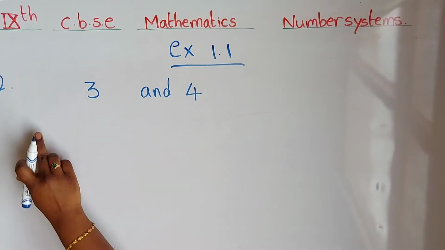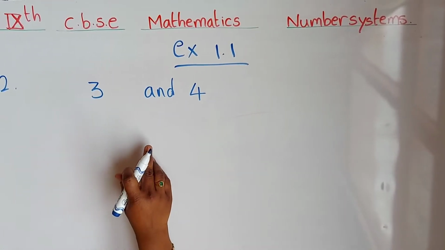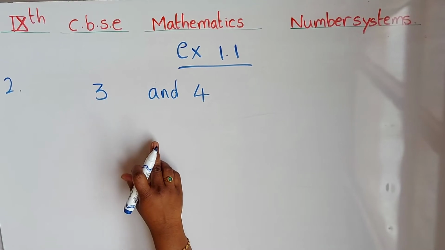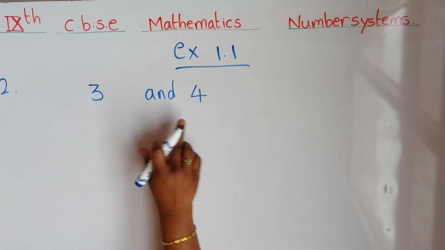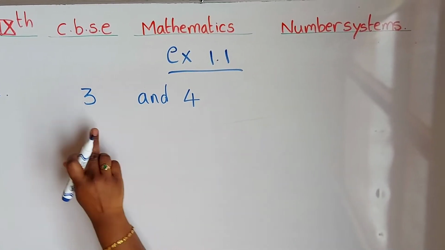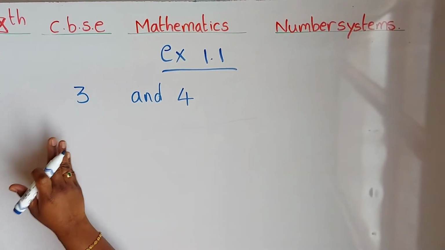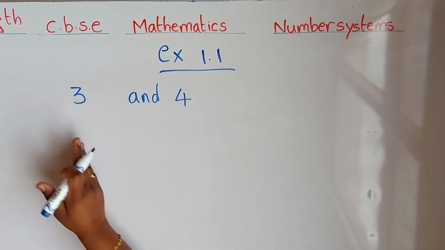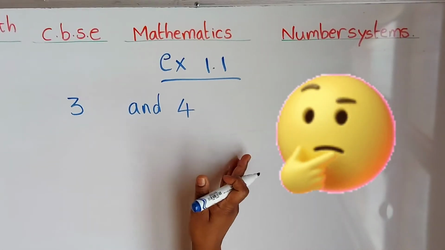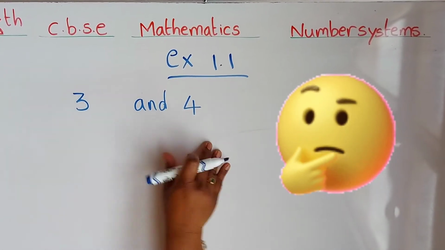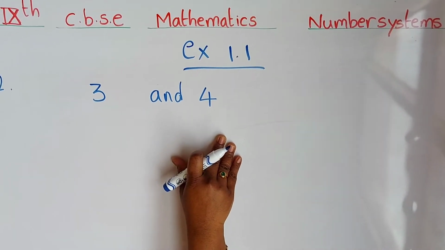Exercise 1.1, second question, children. Find 6 rational numbers between 3 and 4. Oh, we know only 1, 2, 3, 4 like that. That means 3 comes right before 4 only. How do we find 6 rational numbers between 3 and 4? We have a solution.